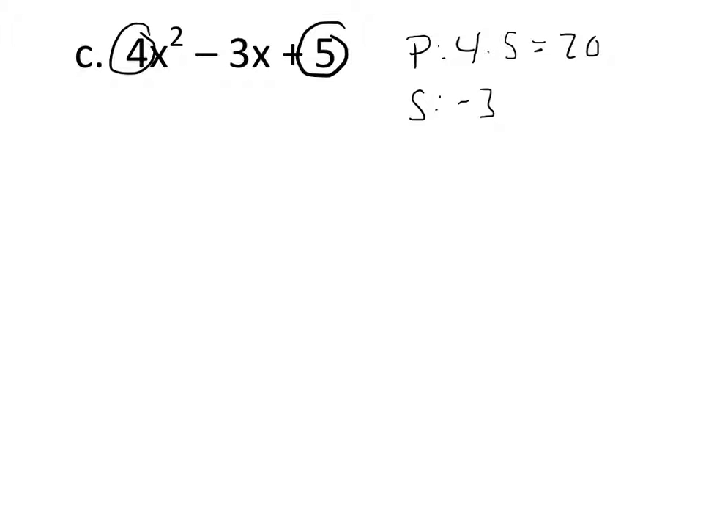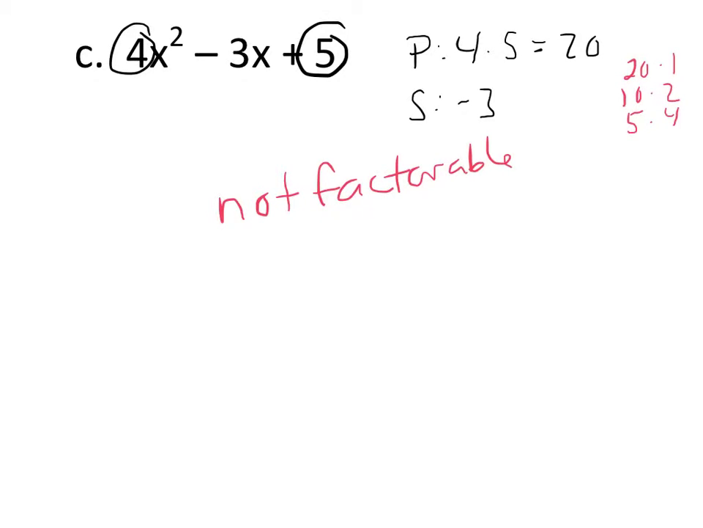Now if the factors of 20 are 20 and 1, that will not add up to negative 3. We have 10 and 2. They do not add up to negative 3. And we have 5 and 4. Now notice none of those will give you a sum of negative 3. So this one is not factorable, or cannot factor. And this ends Lesson 7.4, Video 4.